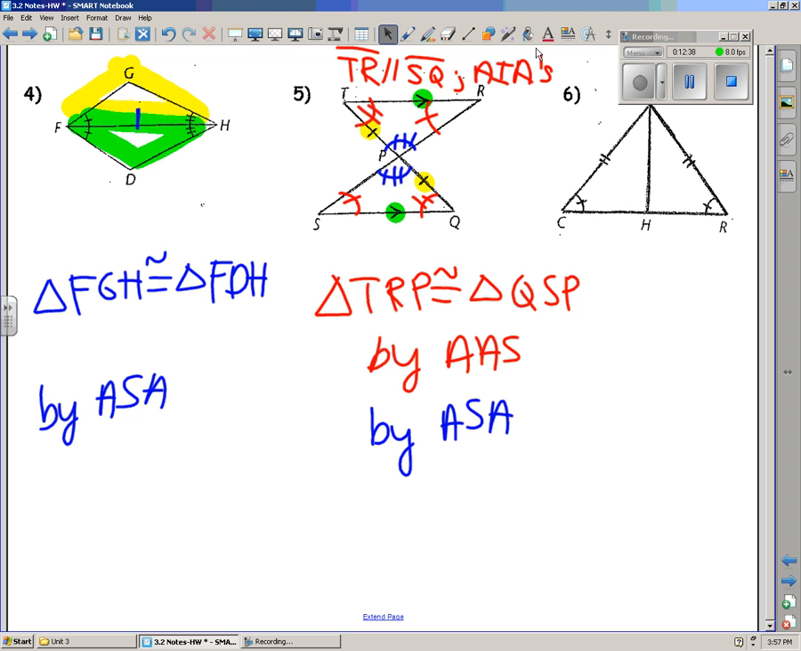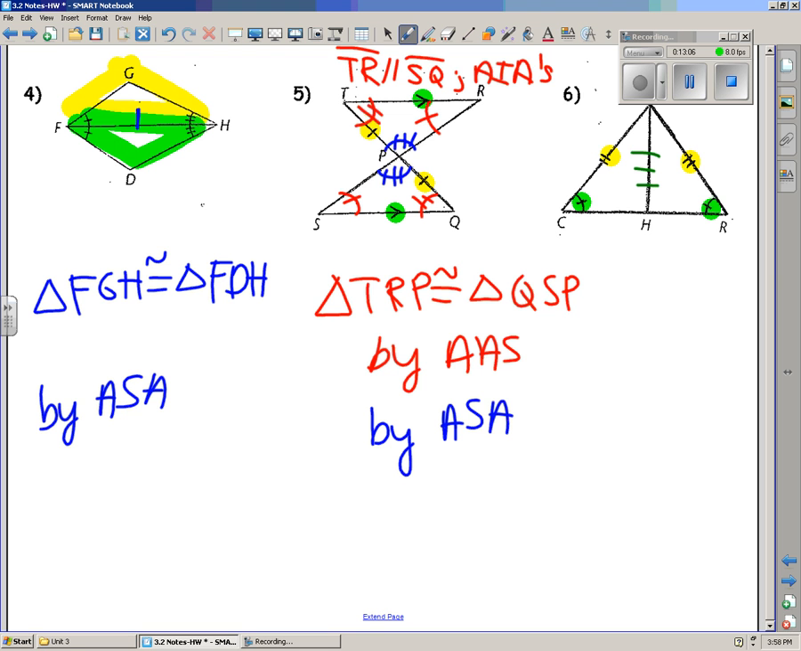Last one. Only 2 pairs of things are marked. This side and then this angle and this angle. So you have to go for another side or another angle. Well, I don't know for sure of any angles that are congruent, but I do know that this side right here, it would be LH, is reflexive. Whoopsie, I can't give it 2 slashes because it's already a line with 2 slashes. So then I do have triangles that are congruent.